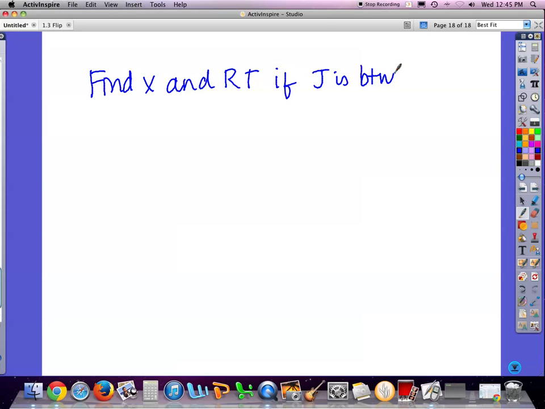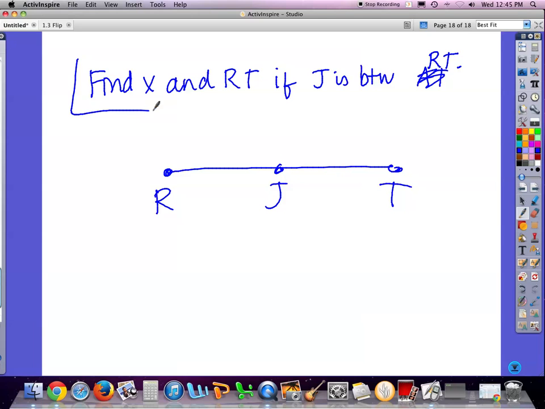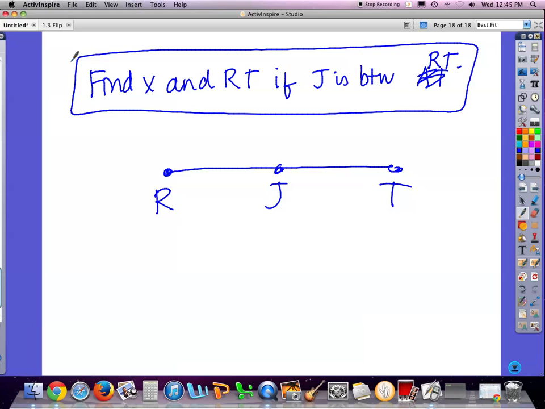Some problems that we've had during the unit when it has a question like, find the value of x and RT if J is between RT. So then you would have, here's your R, here's your T. Once again, the thing is with this kind of a problem, this is what you get on a quiz or a test. Draw the picture. Draw the picture right away. Make sure you get this right here.